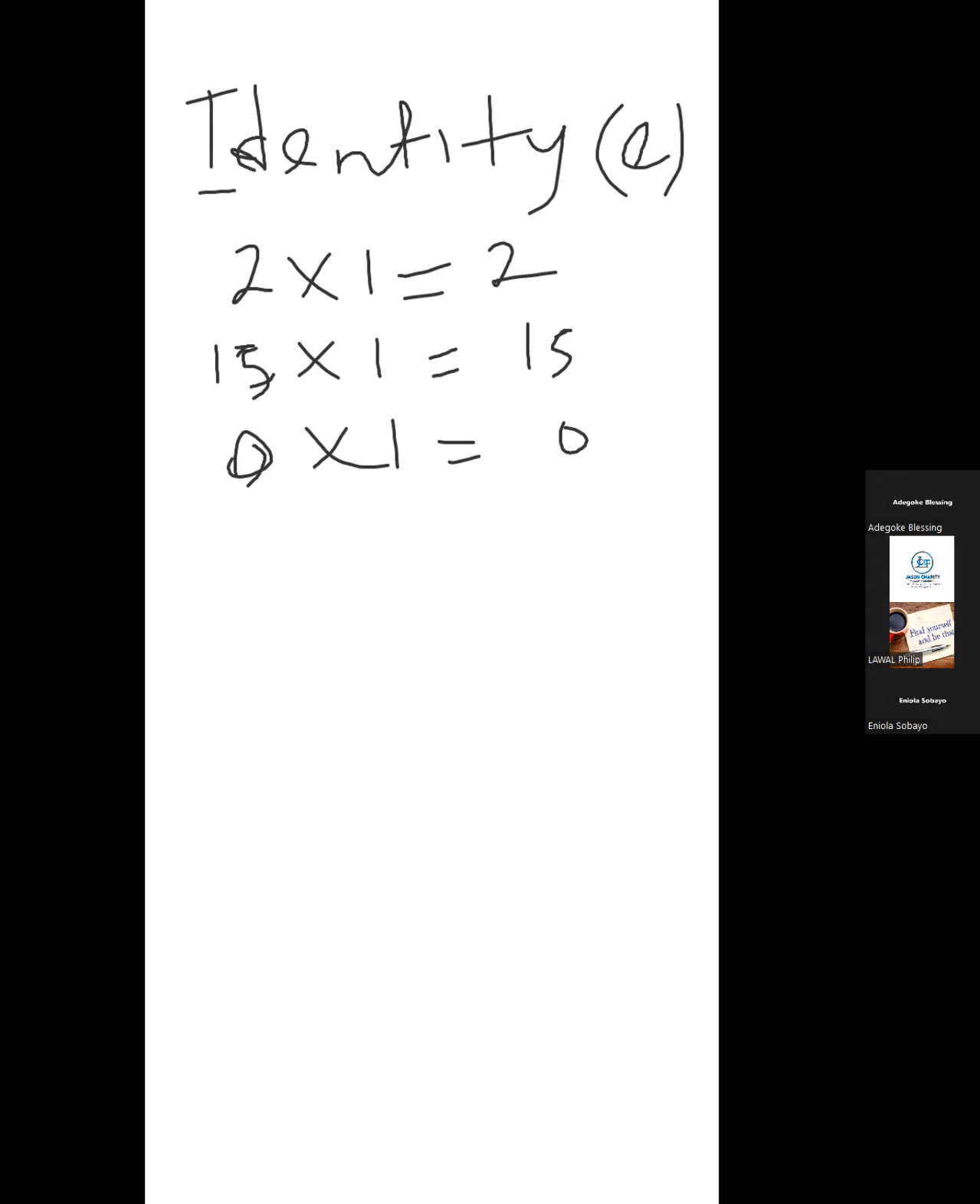Yeah, zero. Anything you add to zero gives you back your answer. Even 0 plus 0 will give you 0. Minus 10 plus 0, you still get minus 10. 1 million plus 0 is still going to be 1 million. So you have the identity being 0.